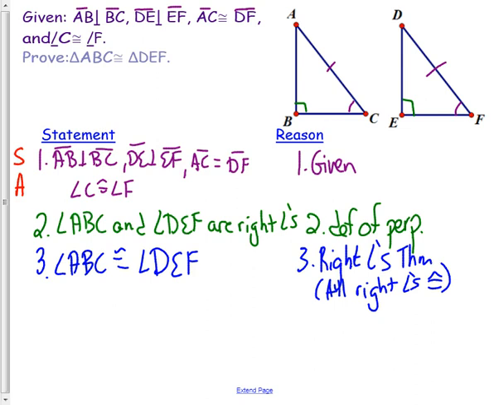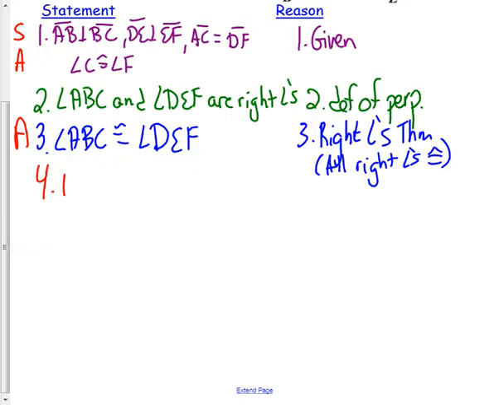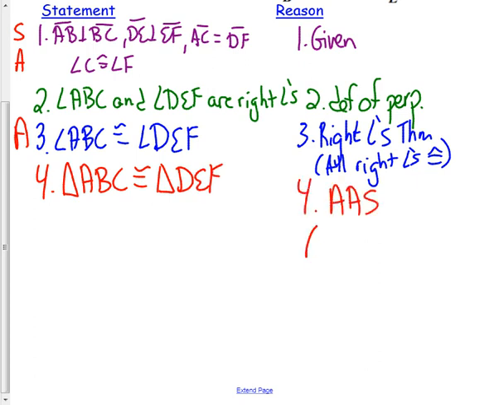This gives us our second angle. So if I look at it now, I have two angles and a side. I look at my diagram here and I see that the side is not between the two angles. So I will say these triangles are congruent. So we have triangle ABC congruent to triangle DEF, and our reason being angle, angle, side.